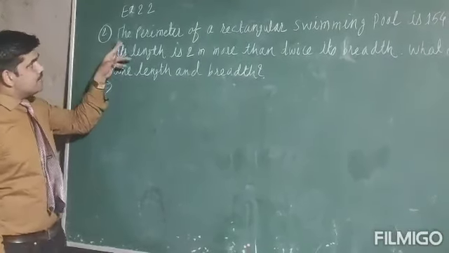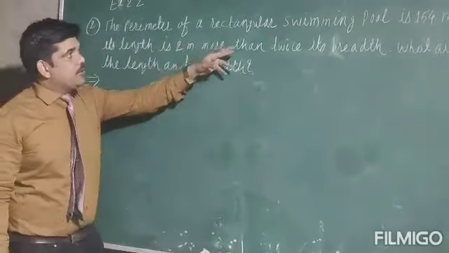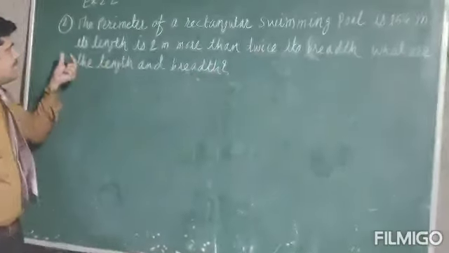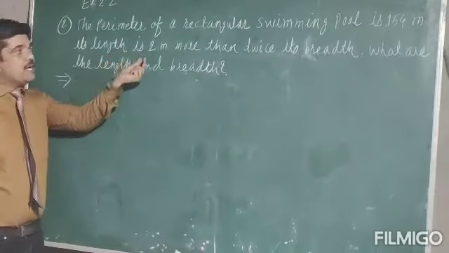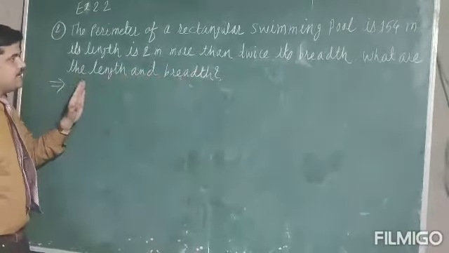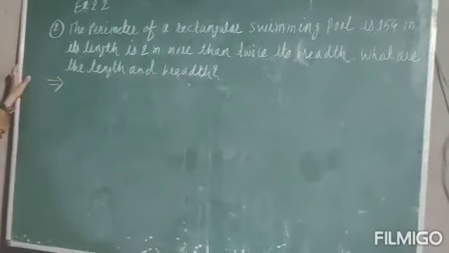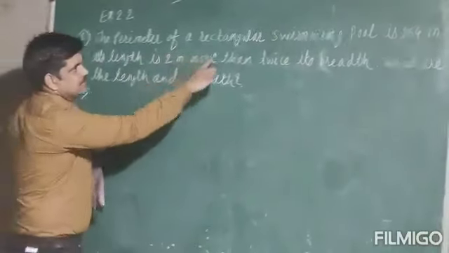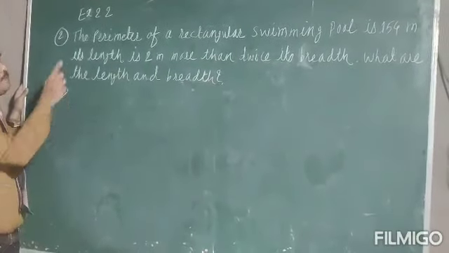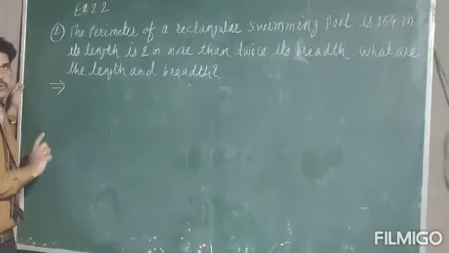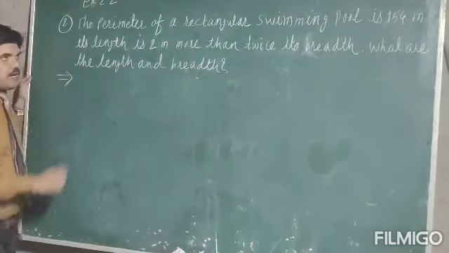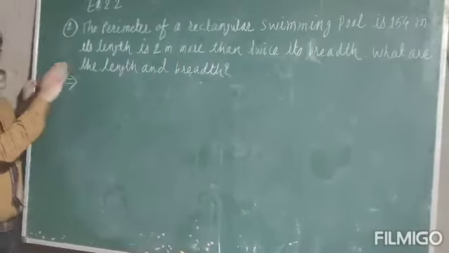The question is, the perimeter of a rectangular swimming pool is 154 meter. Its length is 2 meter more than twice the breadth. What are the length and breadth? If you observe this question, in first sentence, a rectangular swimming pool is there and its perimeter is given 154. So this is the first information from the first statement.